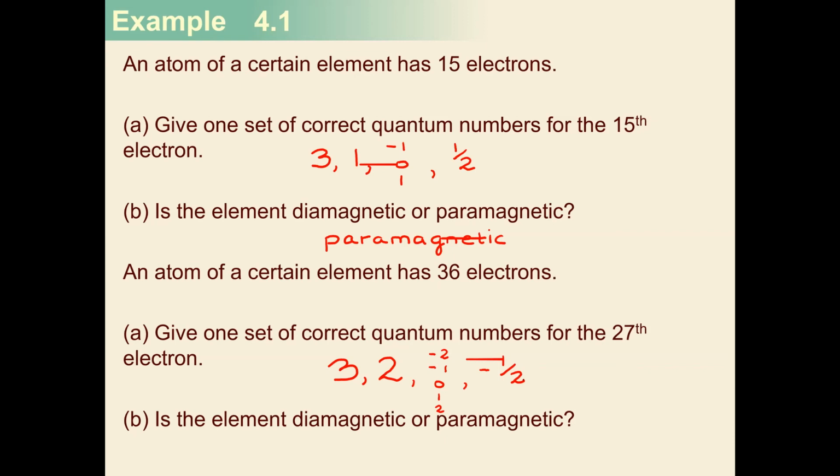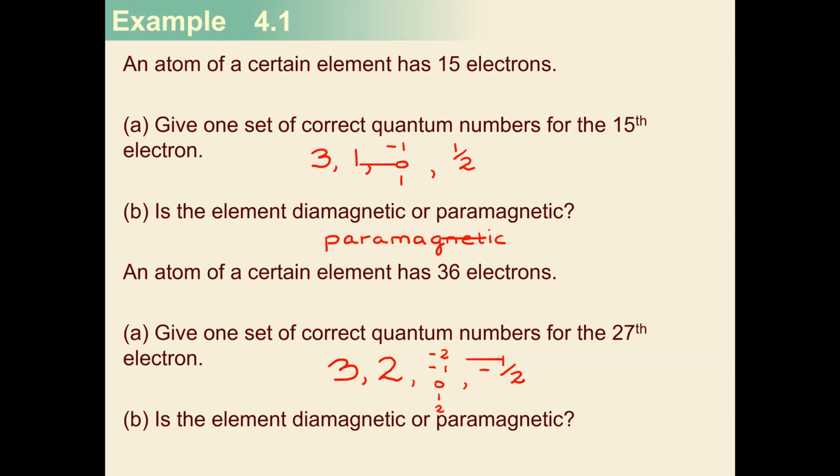So now let us go and try and answer B. Is the element diamagnetic or paramagnetic? Now we have to go back and reference our 36 electrons. Do we have a full shell and a full subshell? Well, if we have a full shell and a full subshell, this means that all of our orbitals have paired electrons, which is the case.